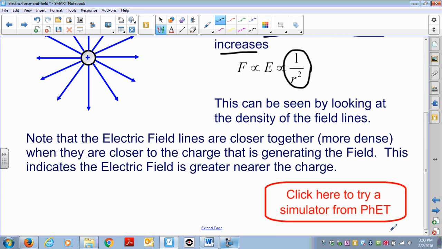If you want, you can go ahead and look at the simulator from PhET. I'll make that available on Edmodo.